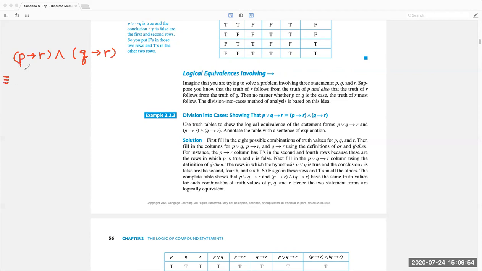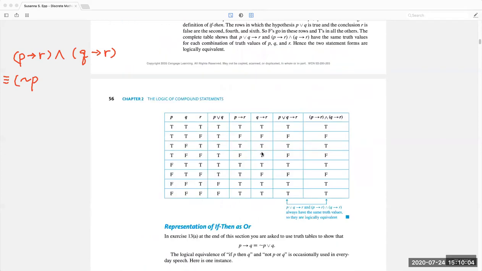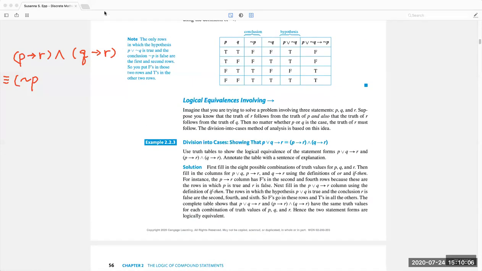So this statement is equivalent to, so we can apply the identity that we have talked about, okay? This one. Negation P or Q. No, P or R. And negation Q or R. So the next step is using the distributive law.